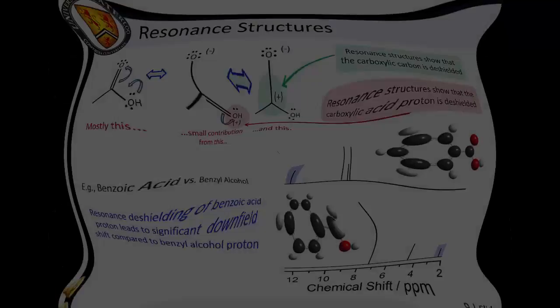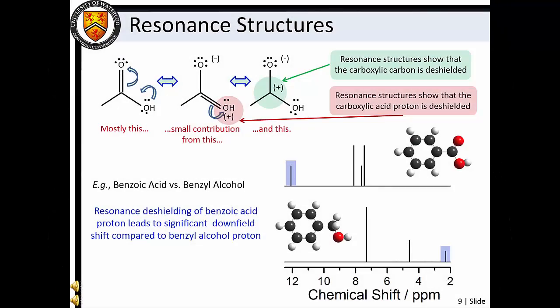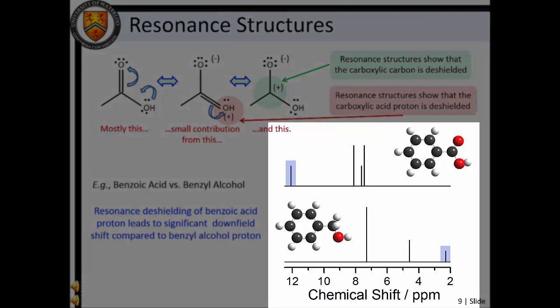The chemical shifts of carboxylic acid protons can also be explained in terms of resonance structures. In this case, the same resonance structure that donates electron density to the carbonyl carbon results in de-shielding of the acidic proton. If we compare the chemical shift of the OH proton in benzyl alcohol to that of the OH proton in benzoic acid, the importance of this electron density donation is apparent.